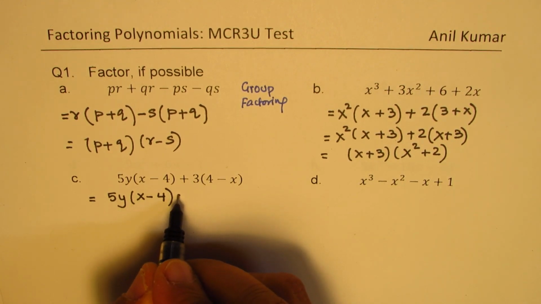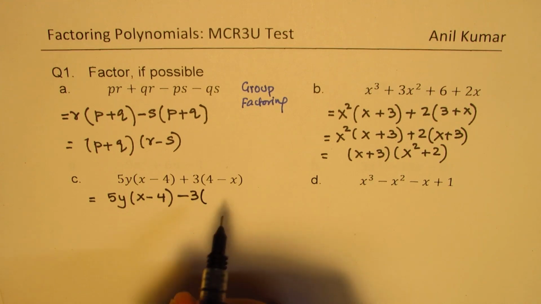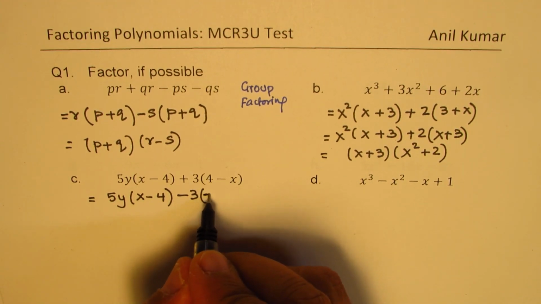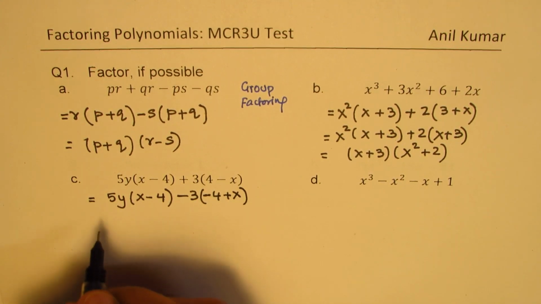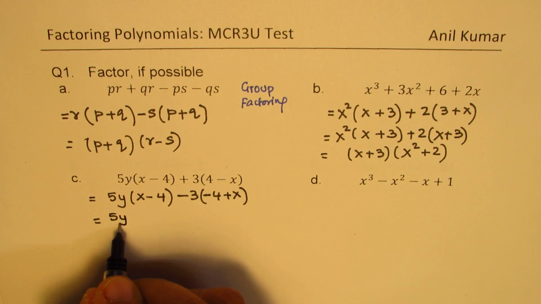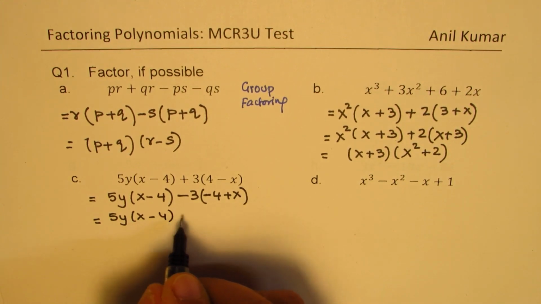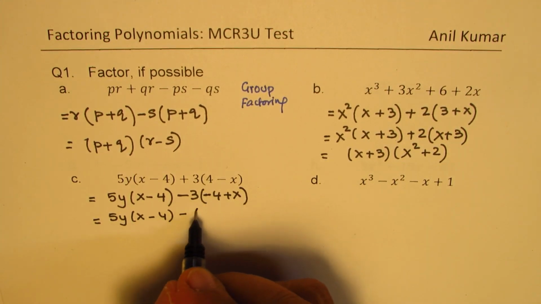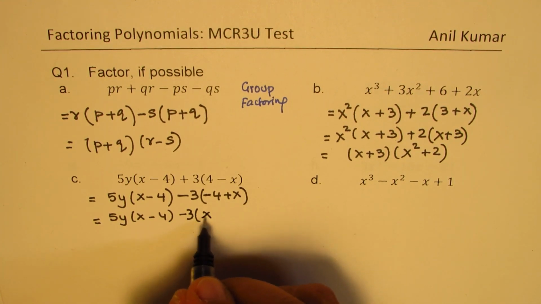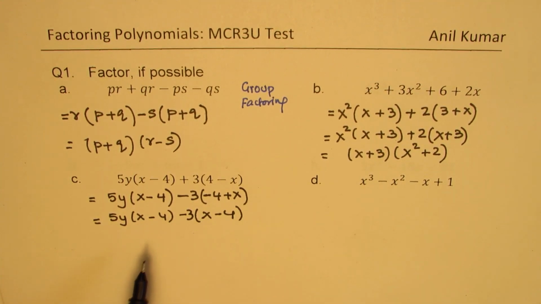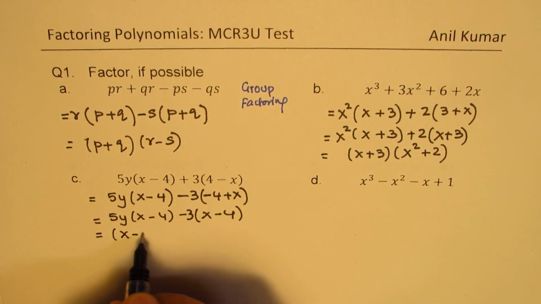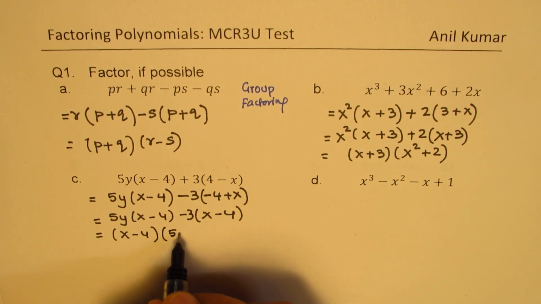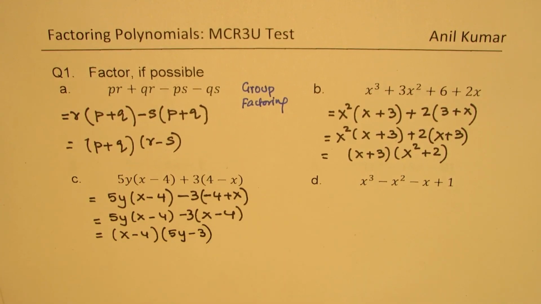And if I take this sign as negative, right, then they become kind of reversed. We get minus 4 plus x, which is same as x minus 4. Do you see this? So let me rewrite this. Adding one more step, not really required, right? We could have gone direct like this, 3 times x minus 4, right? Now you can clearly see that x minus 4 is a common factor. So we'll write this as x minus 4 times 5y minus 3. Is that clear to you? That is how we are going to do it.